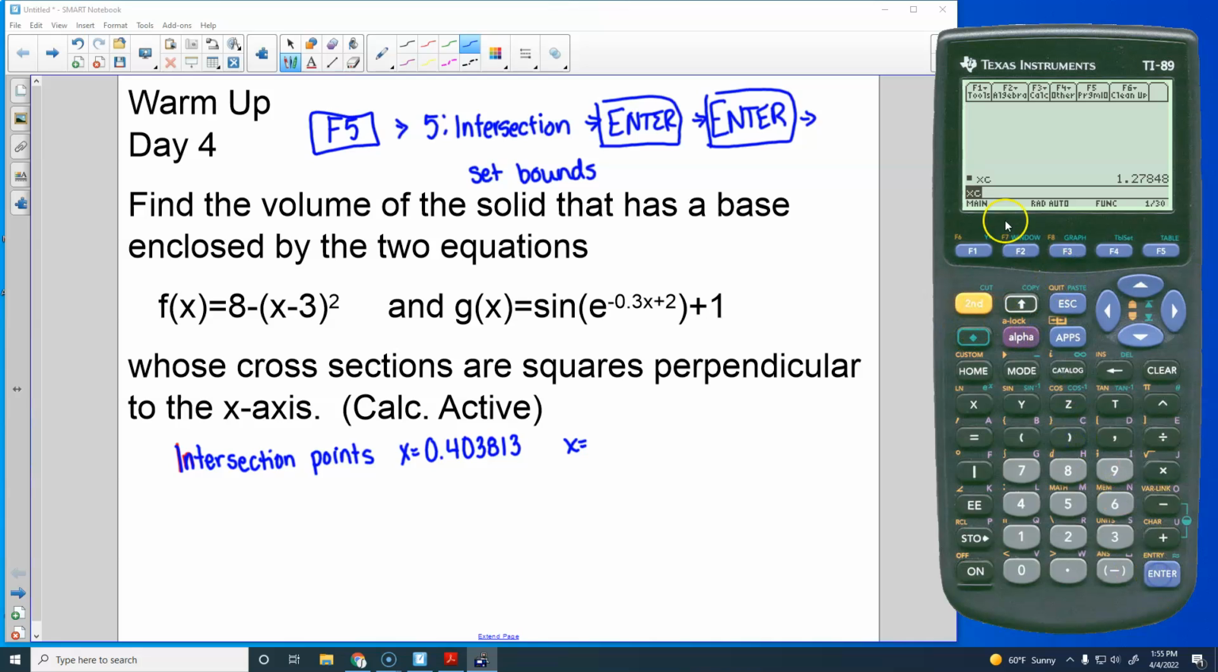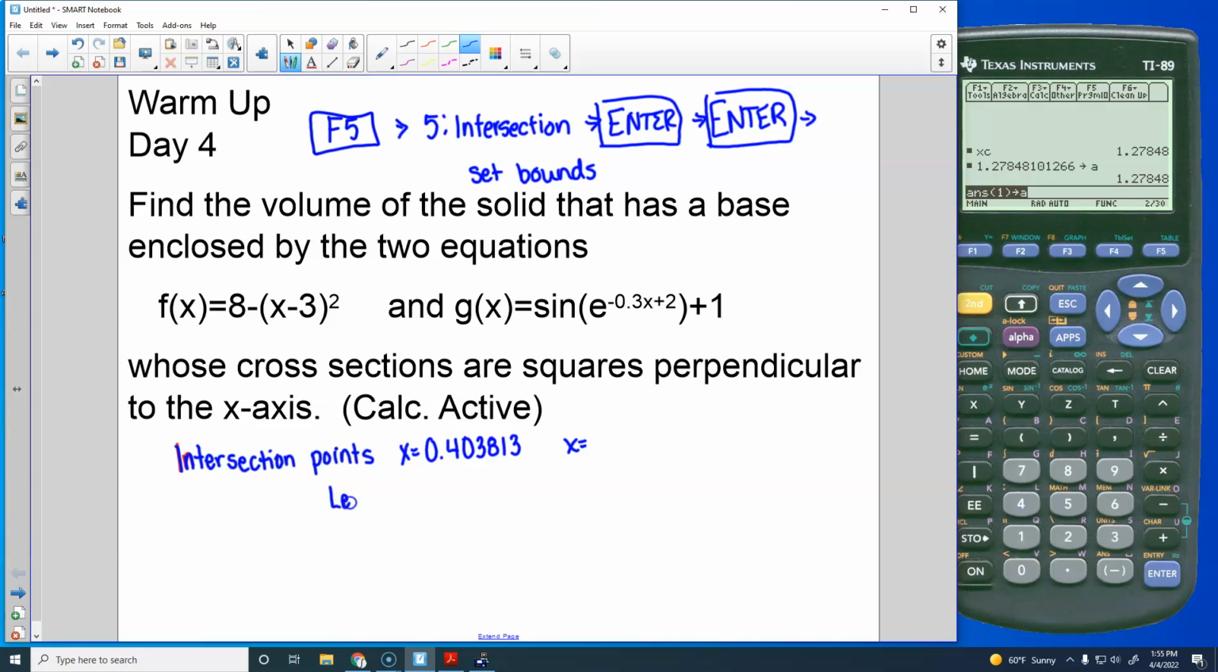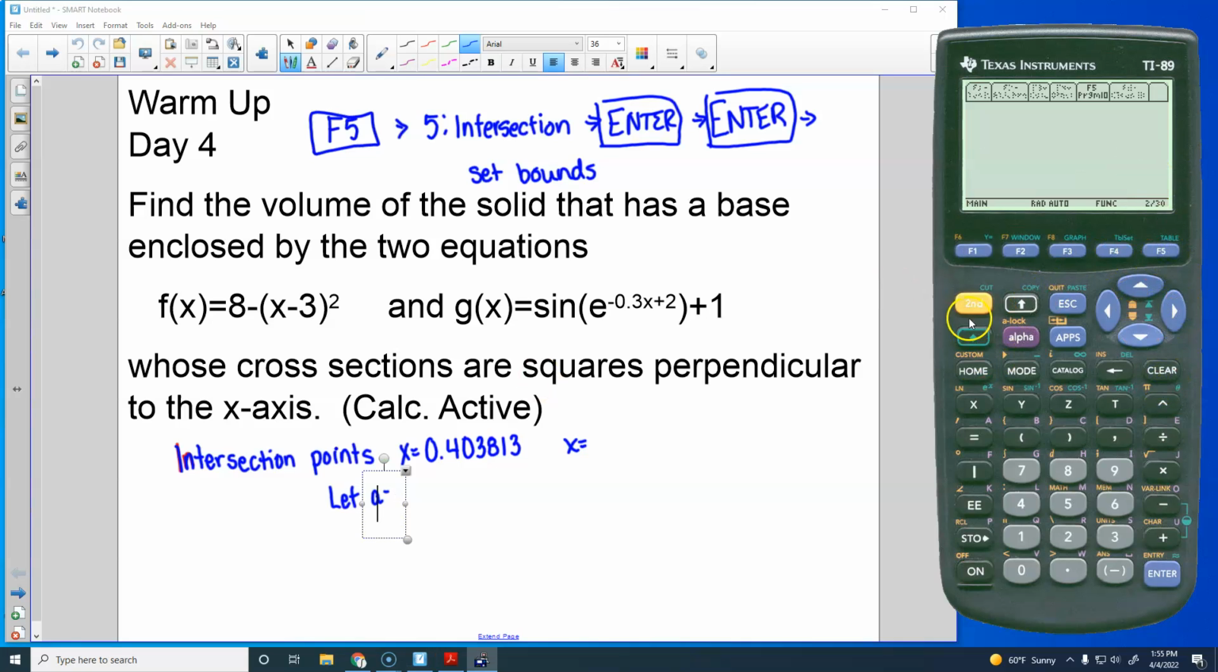We'll see. All right, so XC right here, and we're going to store that. I'm going to store that as A. And if this is free response on the AP exam, I can now say let. Oh, I don't know. That's something different. Hold on. I'm just going to have to do my intersection again.